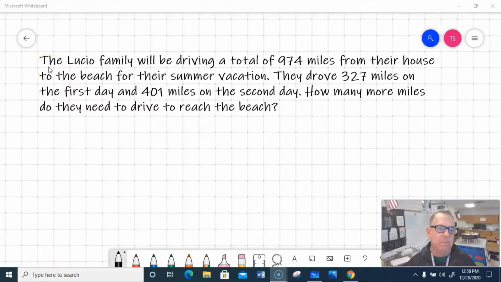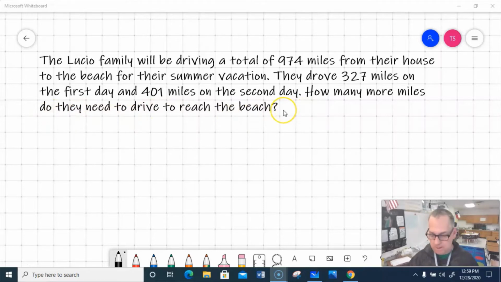Okay, we're going to look at this problem together right here. It says the Lucio family will be driving a total of 974 miles from their house to the beach for their summer vacation. They drove 327 miles on the first day and 401 miles on the second day. How many more miles do they need to drive to reach the beach?